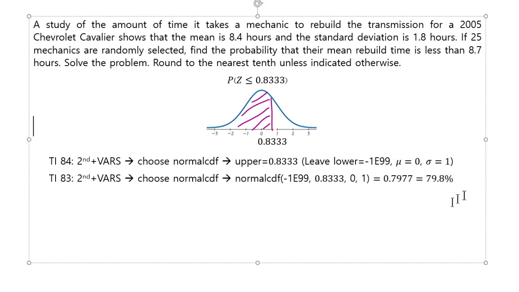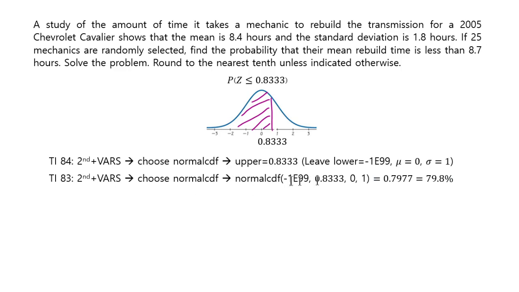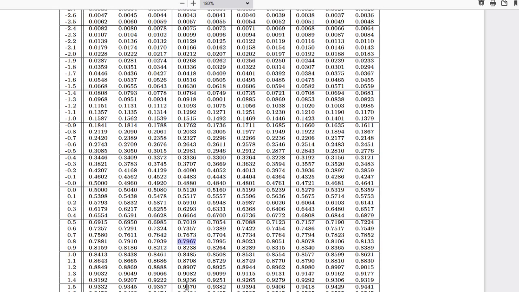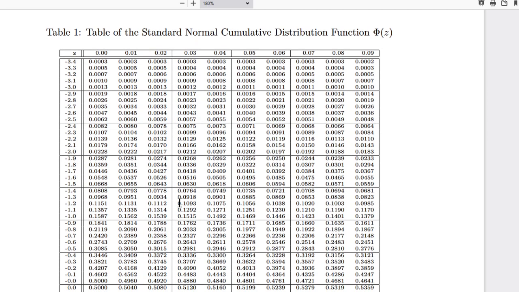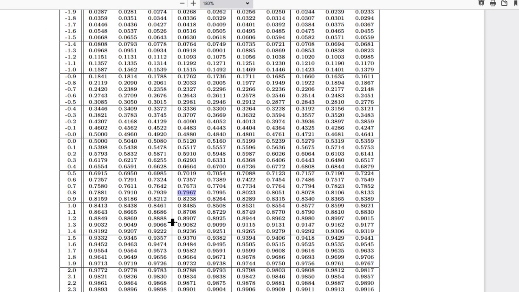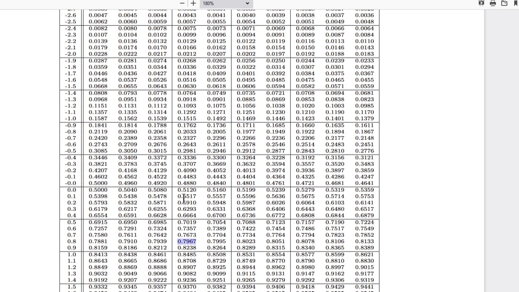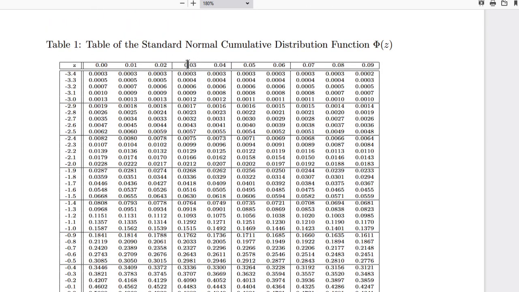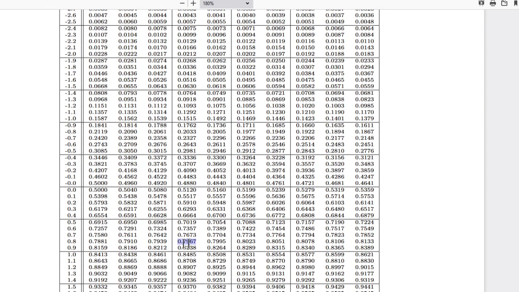Now, sometimes some teachers do not allow the use of calculators, and they make you use the normal distribution table. You have to know how to read it, and if you look at 0.83, this is 0.03 more than this value here, 0.8, so 0.83 has the value of 0.7967. Also, if you round it to the nearest tenth, that's 79.7%, so you get the same answer that way as well.